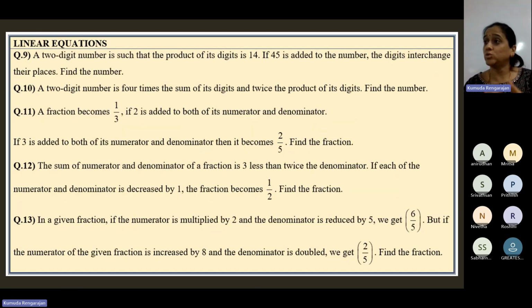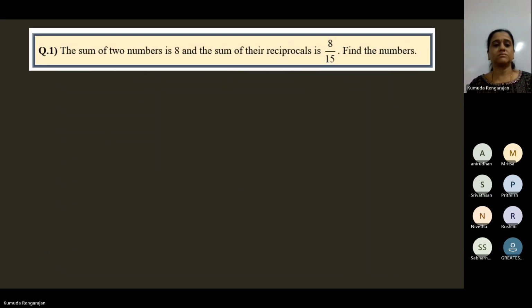Word problems 1 and 2, those presentations I'll share with you on WhatsApp. Just write down the question. The sum of two numbers is 8. Start writing, children. Take down the question. And the sum of their reciprocals is 8 by 15. Find the numbers.